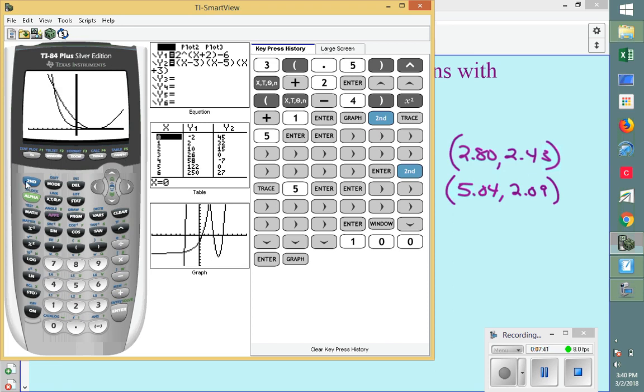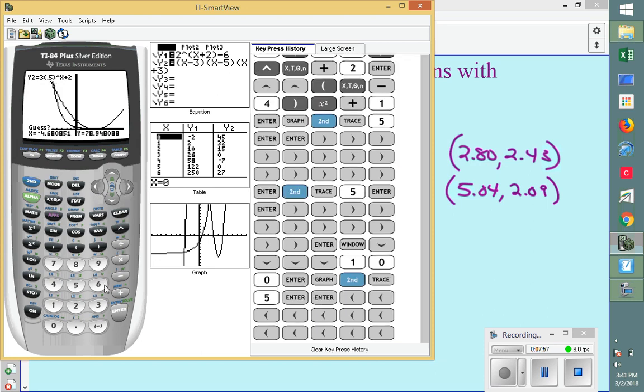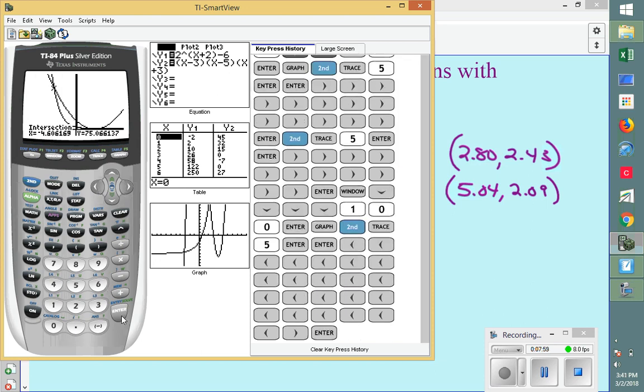So we're going to figure out where that is. So second, trace, number 5, intersect, enter, enter, and now I'm using my cursor to get it up to that point of intersection. Right about there. Enter. Negative 4.6, 75.07. Actually, negative 4.61, 75.07.